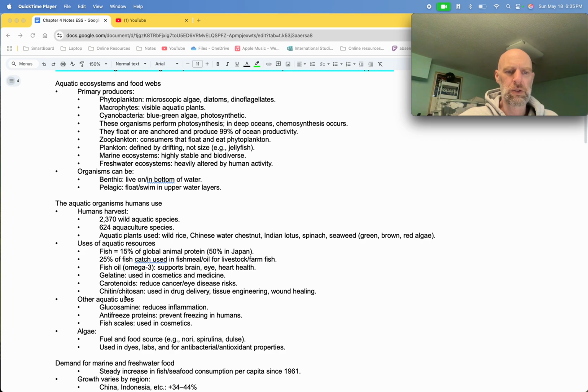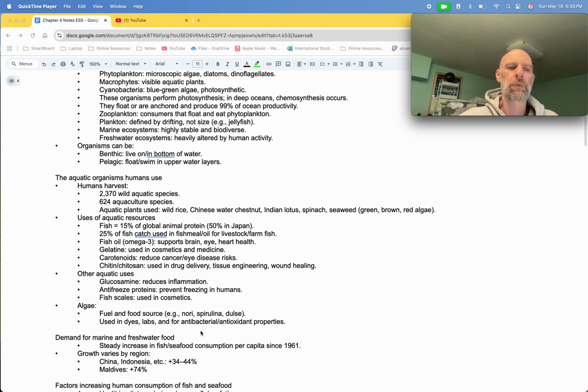Other aquatic uses. Glucosamine reduces inflammation. Antifreeze proteins prevent freezing in humans. Fish scales are used in cosmetics, so the beauty industry comes from fishies. All right, algae: fuel and food source. Nori, spirulina, dulse. I don't know how to pronounce that, I'll be honest. Used in dyes, labs, and for antibacterial and antioxidant properties.